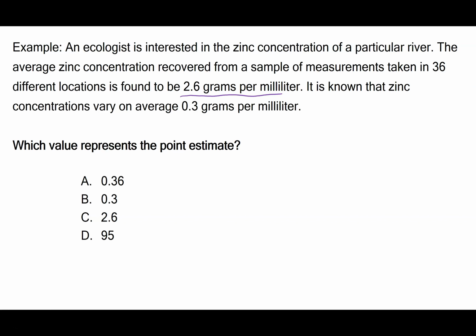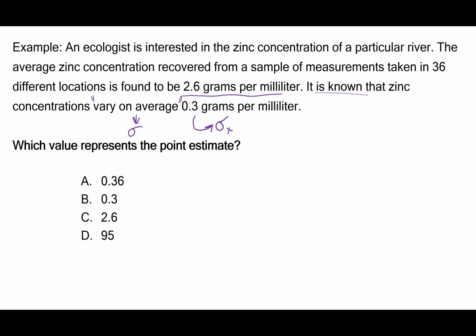And then, this is funny language, it is known that the zinc concentrations vary on average. This "vary on average" tells me this is a standard deviation. This is some of the weird language we use sometimes when we want to say standard deviation. So, this is sigma. Is 3 grams per milliliter.